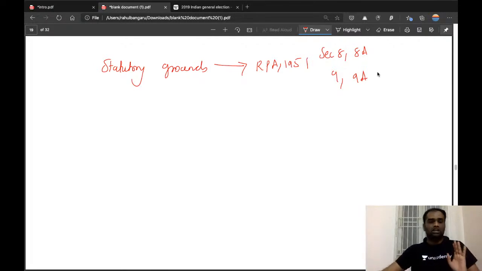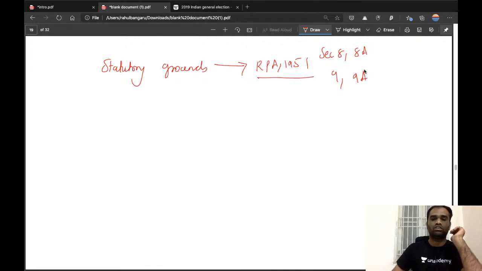Now next we are going to discuss statutory grounds that are mentioned in the Representation of People Act 1951. These are the 4 sections under the Representation of People Act 1951. These 4 sections deal with disqualification. The reason why I am mentioning these sections is because not many people are aware of these individual sections.